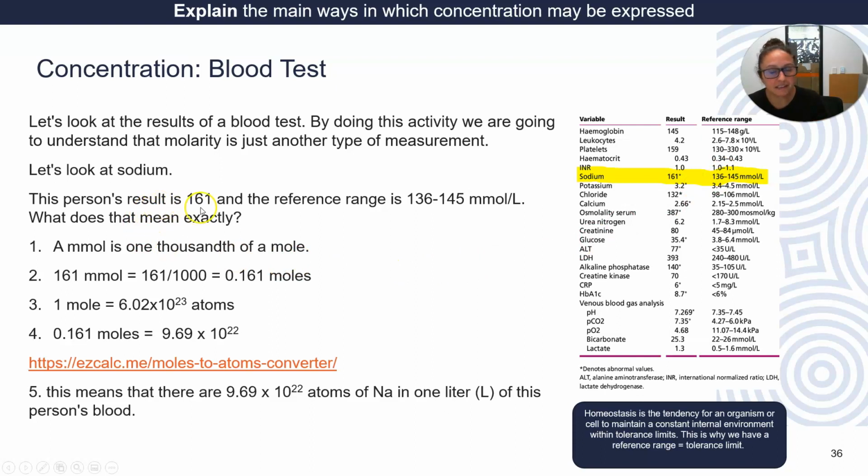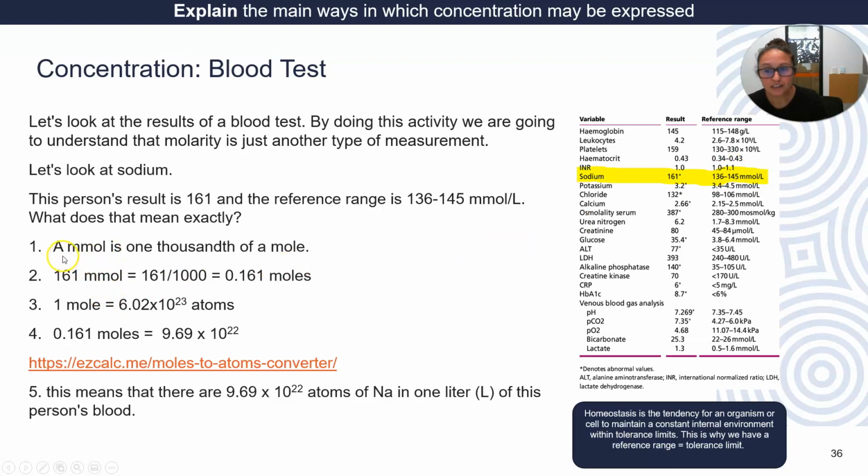Let's have a look here. This person's result is 161, and it's already got a star next to it because it's already flagged as being too high or too low. And the reference range is that. Now let's see what that means, and how we can express that in a different way.